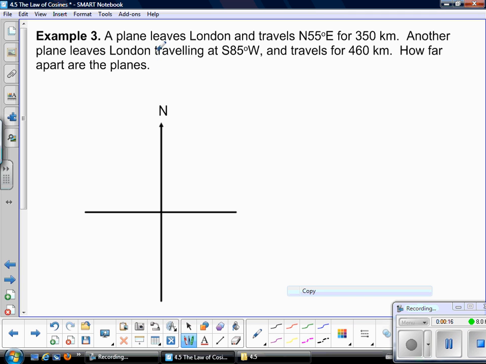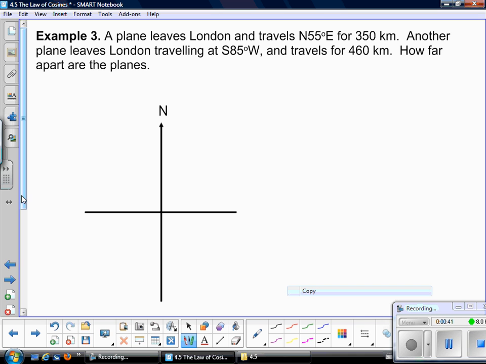So we have a plane, and it leaves London and travels north 55 degrees east for 350 kilometers. Another plane leaves London traveling south 85 degrees west and travels for 460 kilometers. How far apart are the planes?